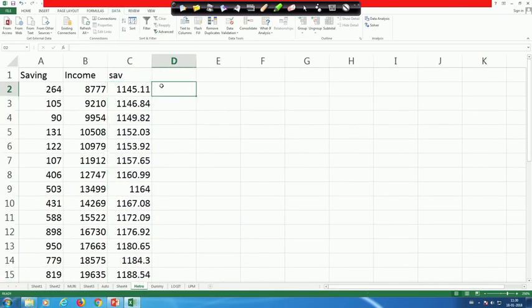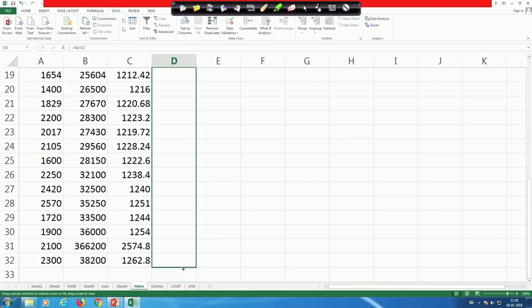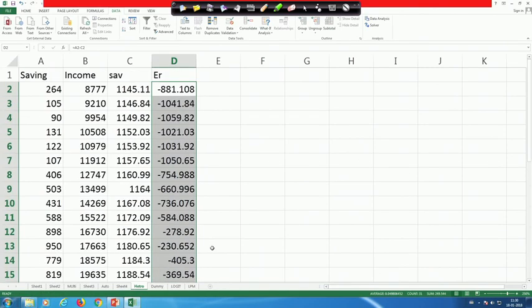Then finally, what will you do? Find the error term. This is the error observation. The error observation will be the actual savings minus the estimated savings, and you find the difference. This is what the error observations are. Now you can plot these error observations and check whether there is a significant pattern or not.